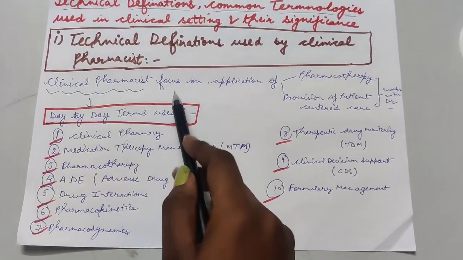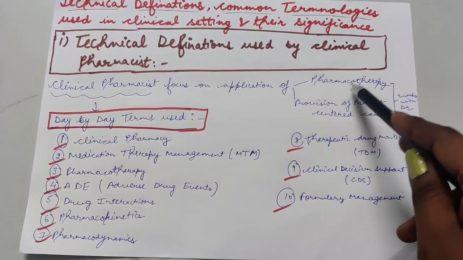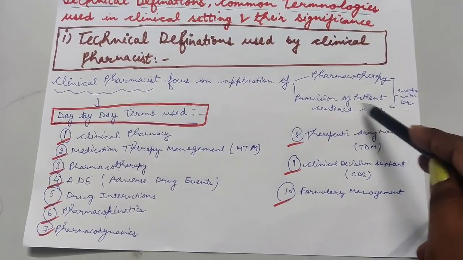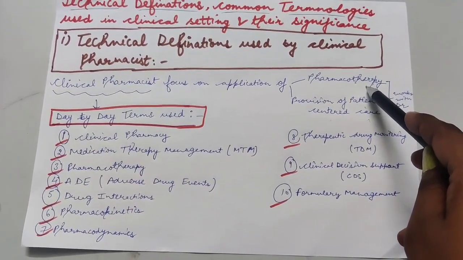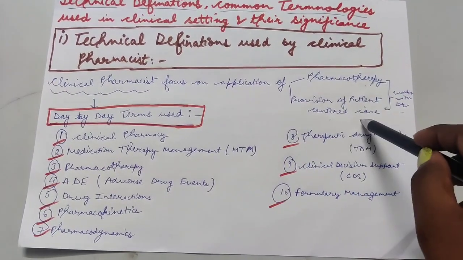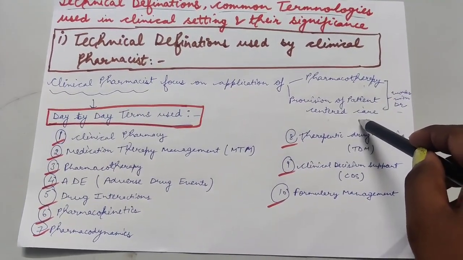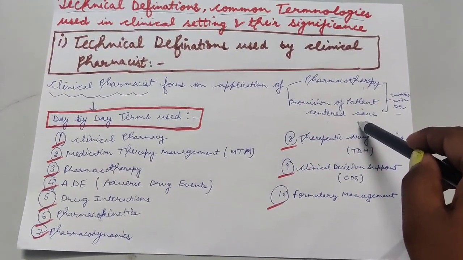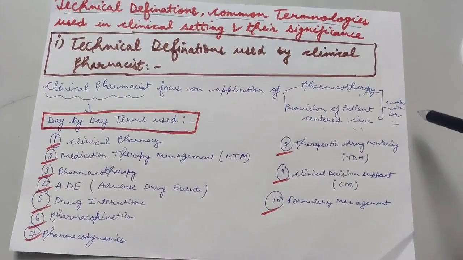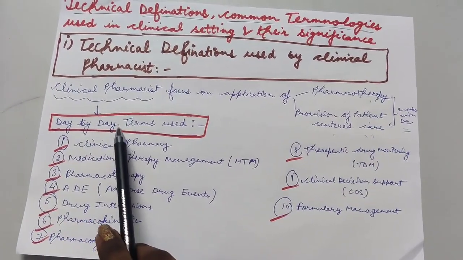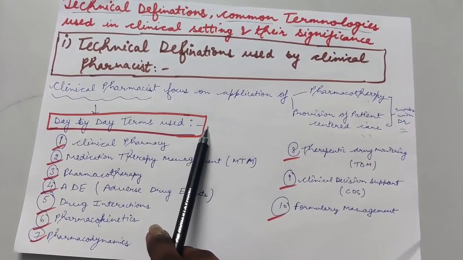Clinical pharmacists focus on the application of pharmacotherapy and provision of patient-centered care. Pharmacotherapy is the treatment plan of the patient. Provision of patient-centered care is to provide the best treatment and cure the disease, with the help of doctors. Day-to-day terms used by the clinical pharmacist.